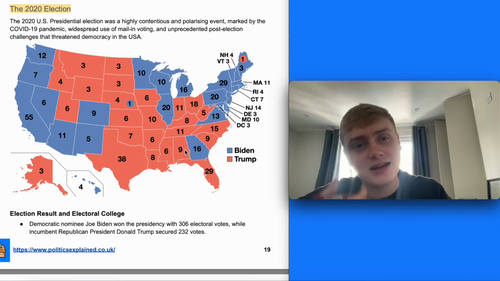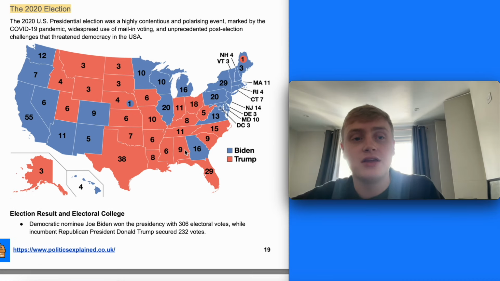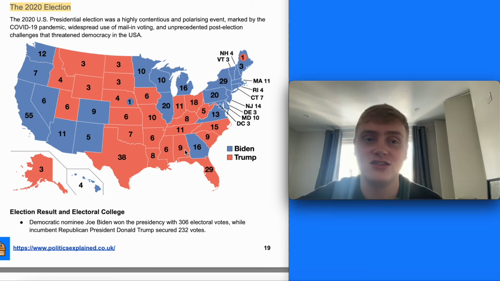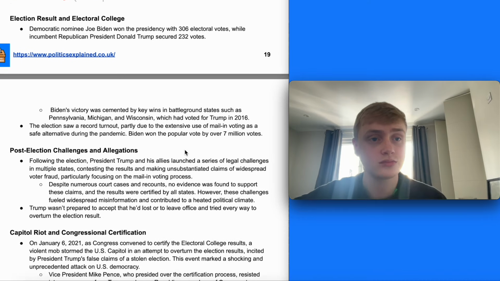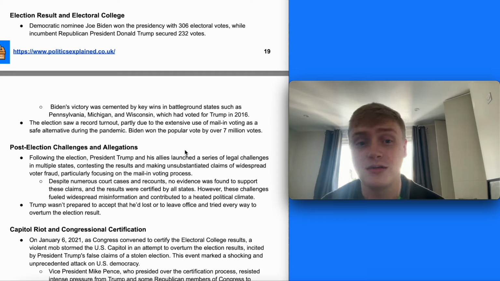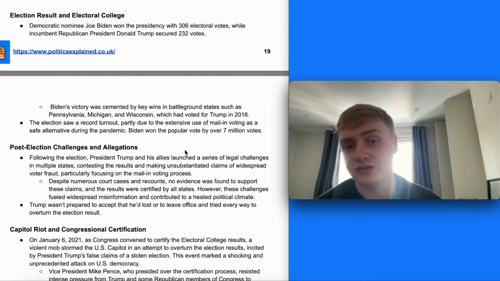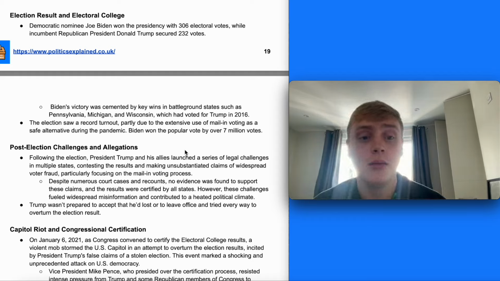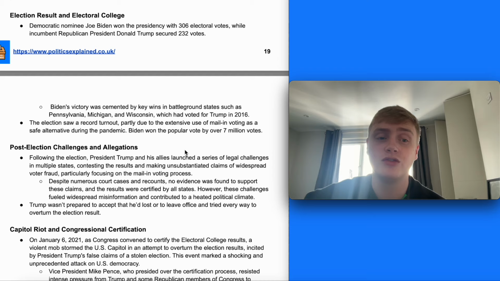In 2020, again, it was a highly contentious and polarising event marked by the COVID-19 pandemic, widespread use of mail-in voting, and unprecedented post-election challenges that threatened democracy in the US. Biden won the presidency with 306 Electoral College votes, whilst Trump got 232. And his victory is cemented by key wins in battleground states such as Pennsylvania, Michigan, and Wisconsin, which had voted for Trump in 2016. The election saw a record turnout, partly due to the extensive use of mail-in voting as a safe alternative during the pandemic, and Biden won the popular vote by over 7 million votes.